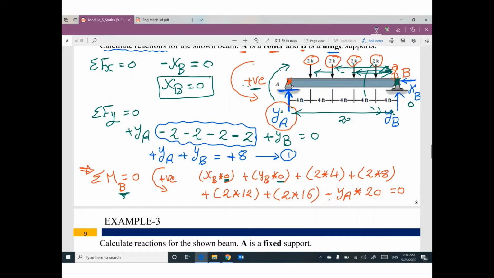This one will be cancelled. This one will be cancelled. The only unknown in this equation is YA. So I can figure out the value of YA will be 4 kip.